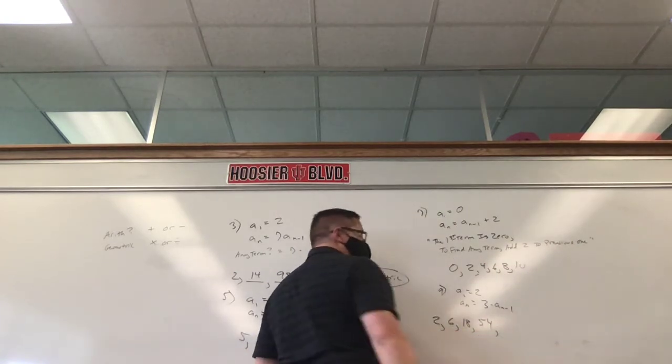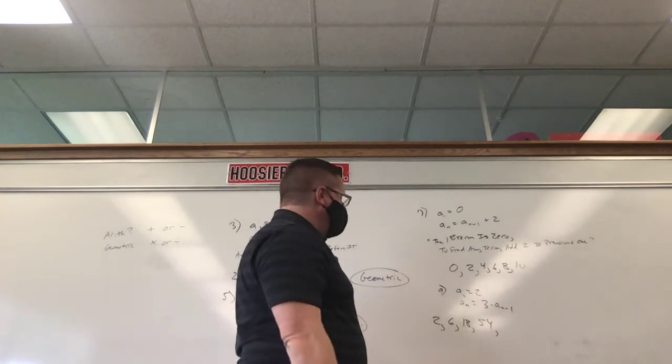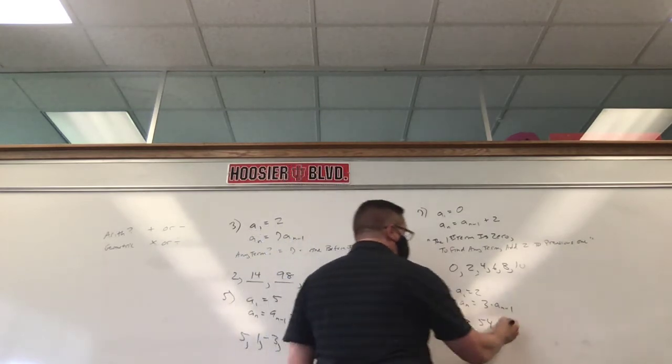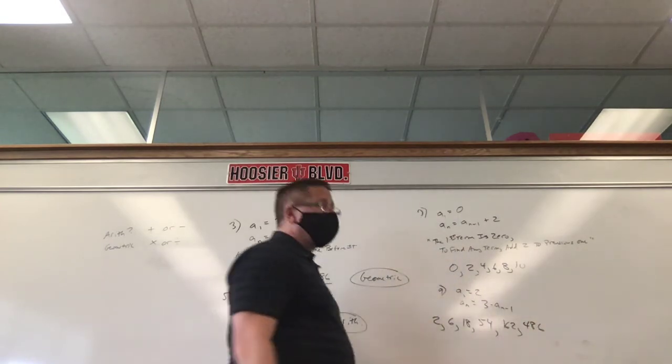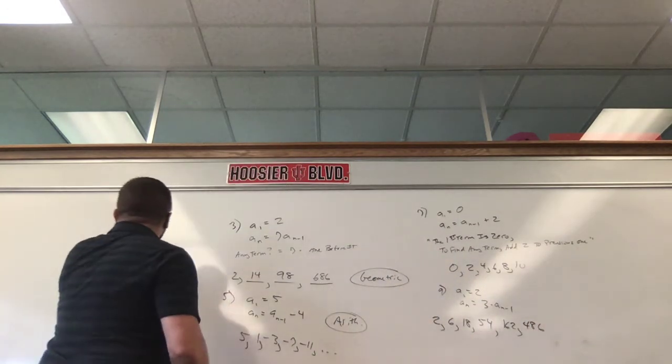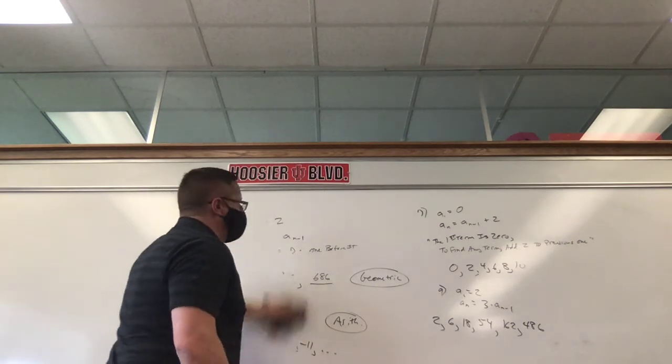How do I find the next number? 54 times 3 is 162. And then 486. Again, all we're doing is timesing by 3, over and over and over. Okay? Number 11.